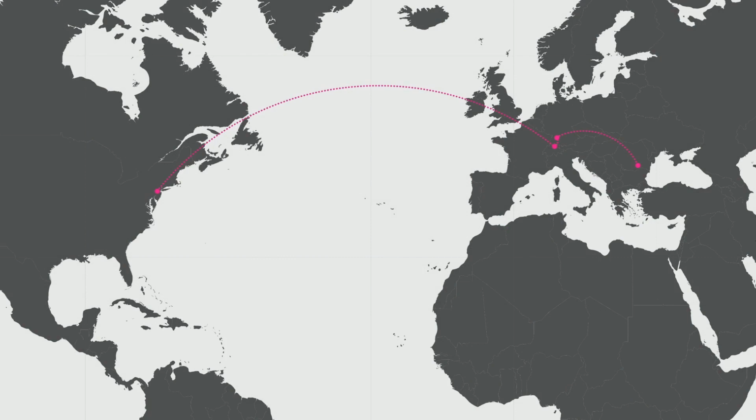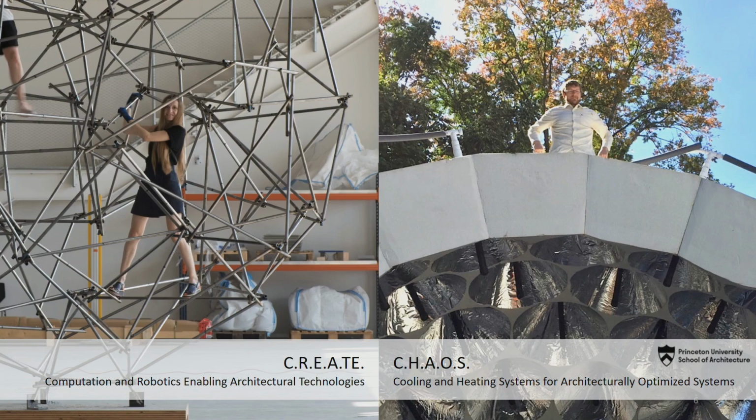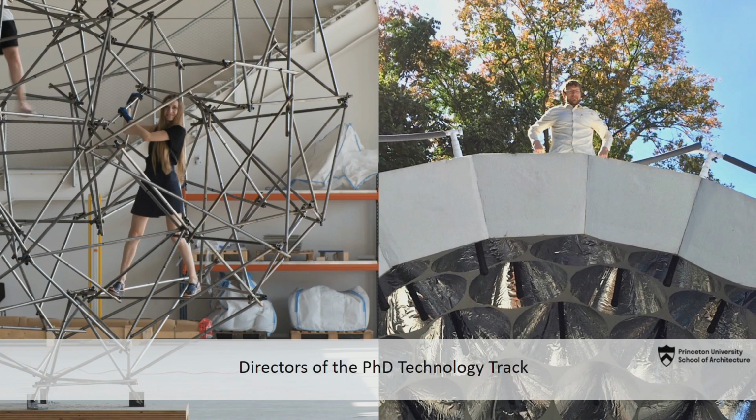And earlier this year, I moved to Princeton, where I started up my lab, the Lab for Computation and Robotics Enabling Architectural Technologies. And together with my colleague Forrest Meggers, who's running the Chaos Lab, we are running the technology department in the School of Architecture, combining our two labs under the very inspired name of Create Chaos. Besides finding funny names and climbing on structures, we try to also do serious things, such as running the PhD in technology track at the School of Architecture.